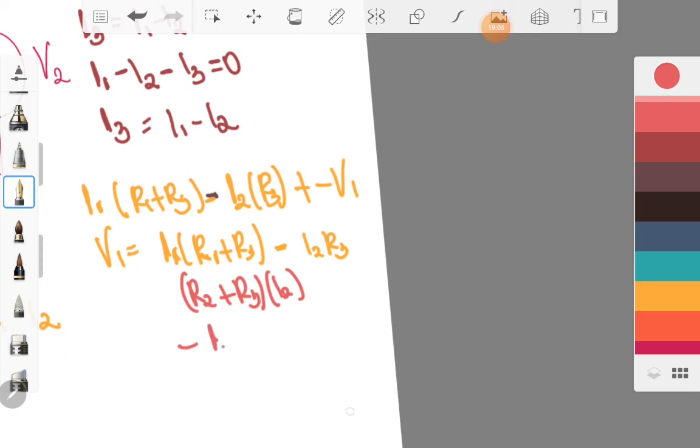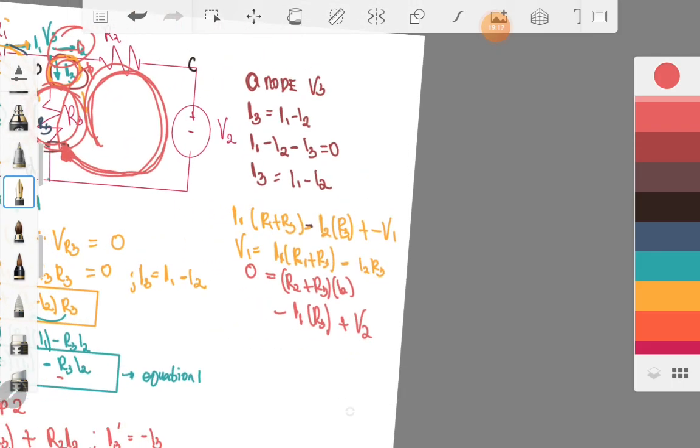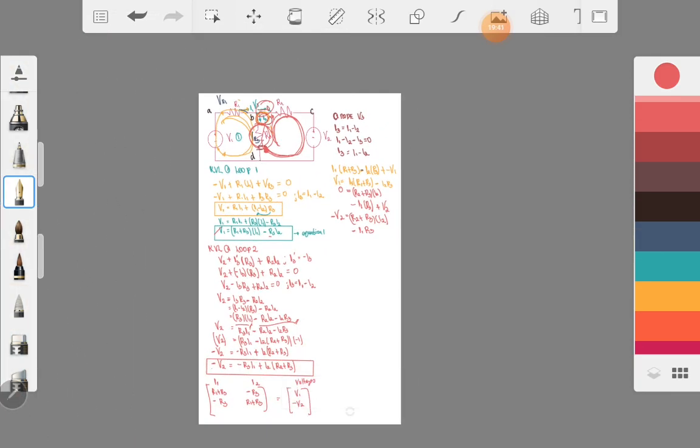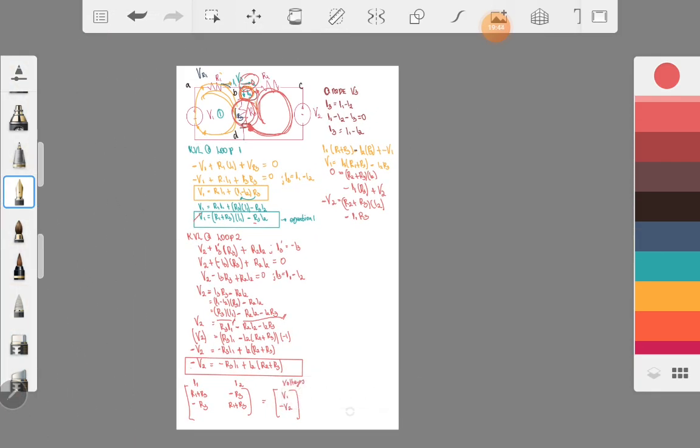Yung ano yung mesh ng kabila? I1 multiplied by R3 plus V2. So, siyempre, equal 0 yan. Kasi pumasok sa positive V2, tama ba? So, we have negative V2 is equal to R2 plus R3 multiplied by I2 minus our I1 R3. Okay, ganoon lang yan. So, yun yung question, guys.